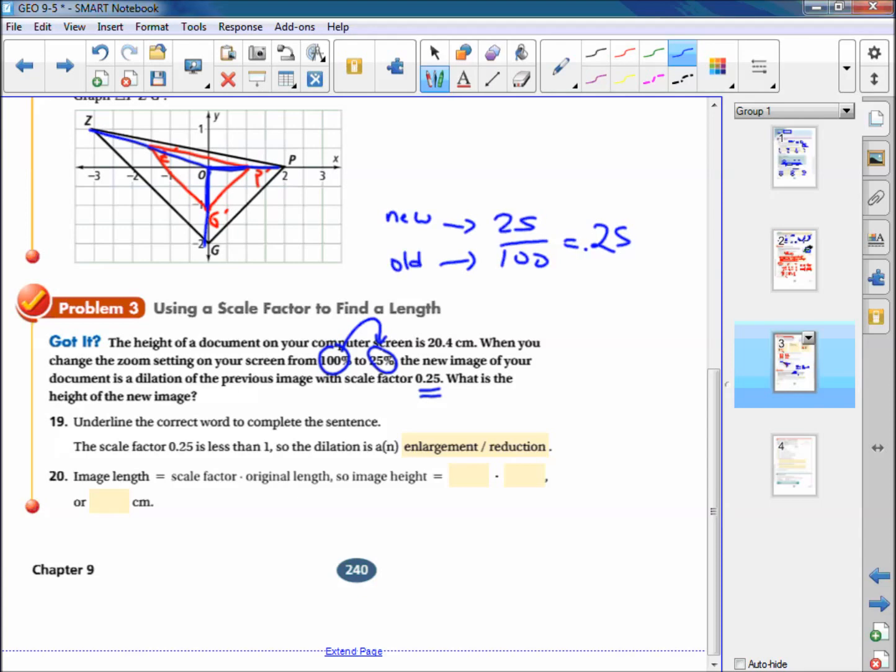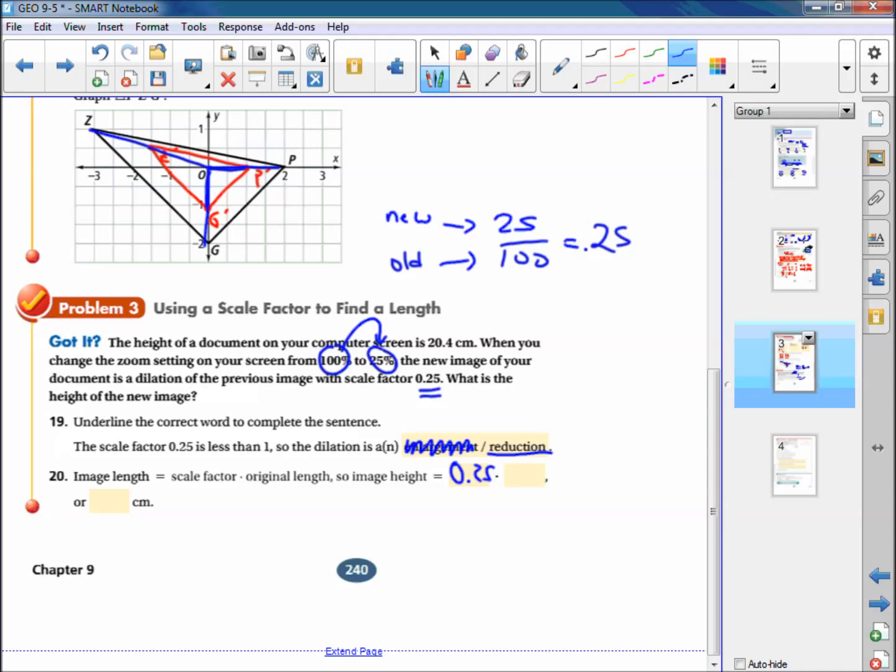Okay. So underline the correct word to complete each sentence. Scale factor is 0.25, which is less than 1, so this is going to be a reduction. Our image is getting smaller. Image length, the scale factor times the original length. So the scale factor is 0.25.